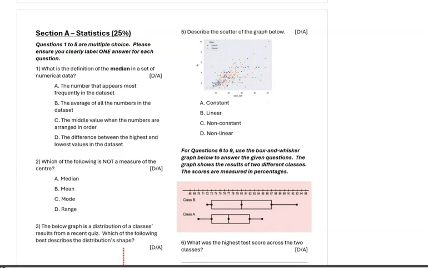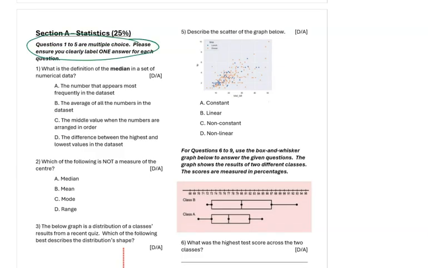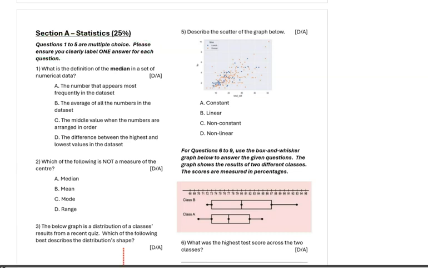This is the stats section. We tried to start each section with 5 multi-choice questions. And for each of these questions, we were really clear: you could only respond with one answer. So if you're circling 2 because you weren't sure which to pick, you were going to get those marks wrong. So let's get into question number 1.